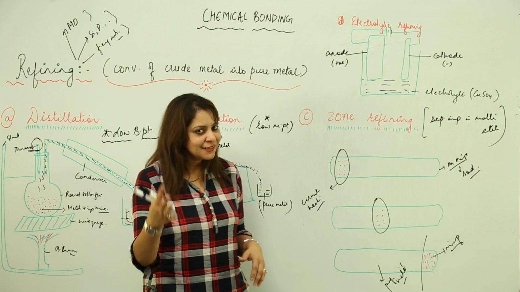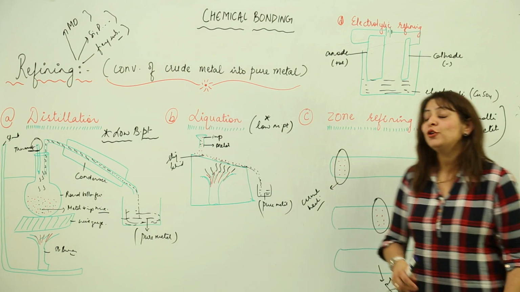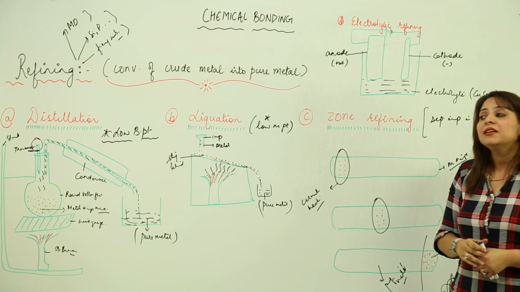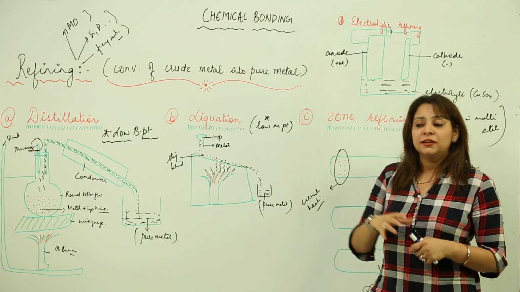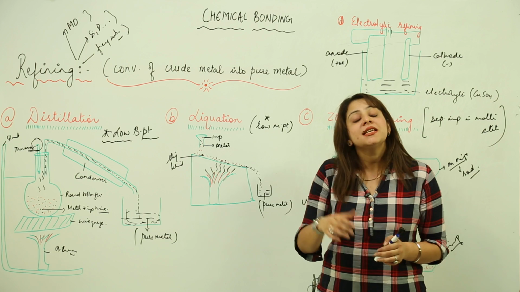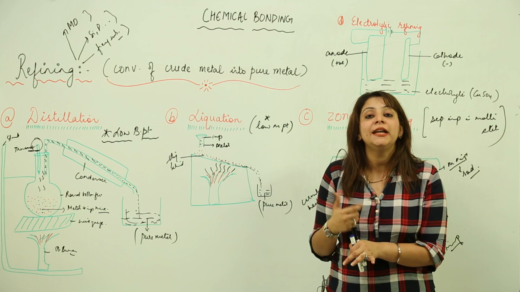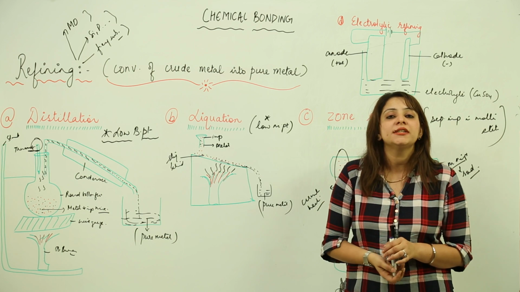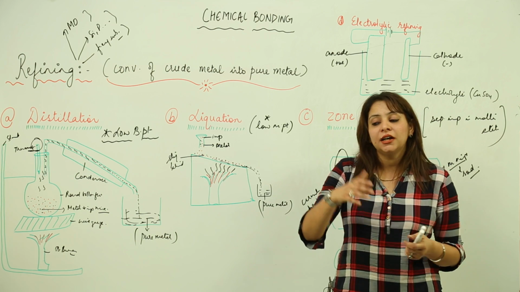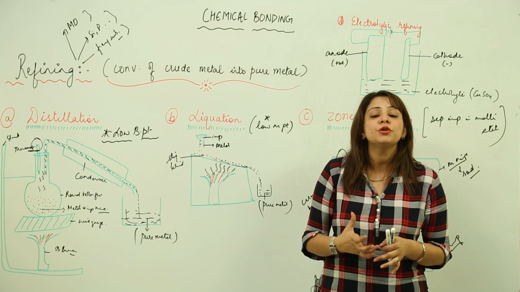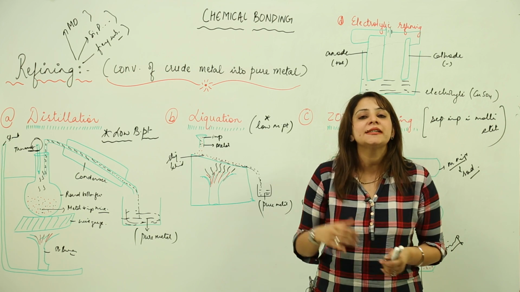So we are just left with another method, the fourth one, and what is that? It is electrolytic refining. You know that the basic principle behind electrolytic refining is the same as electrolytic reduction, because they both involve electrolysis, and you know what electrolysis is. When you pass electric current, an electrolyte, a substance, has the ability to dissociate into ions. This is what is happening here.